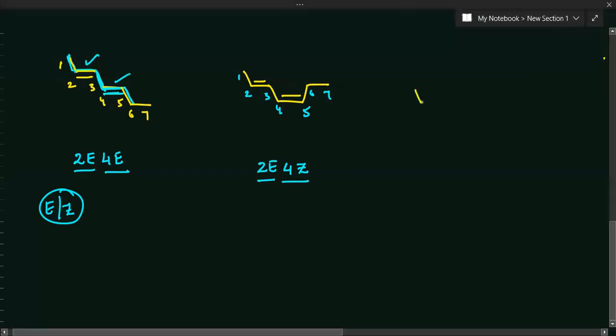And I can also represent this molecule in this way. 1, 2, 3, 4, 5, 6, 7. So it's a 2Z,4E. See, it's a cis here, at the second position. And at the fourth position, it is a trans. Therefore, it's called 2Z,4E.